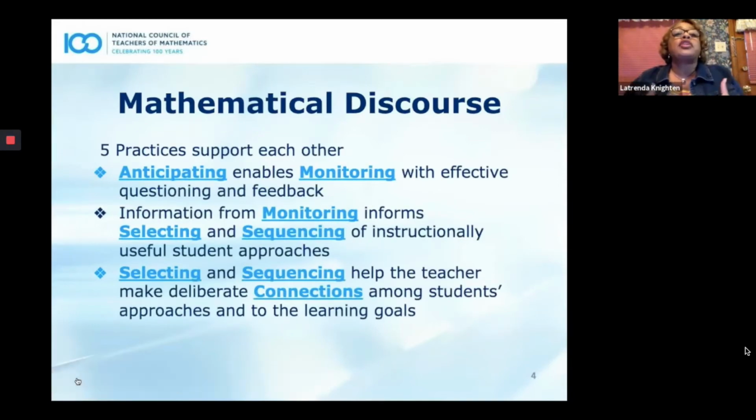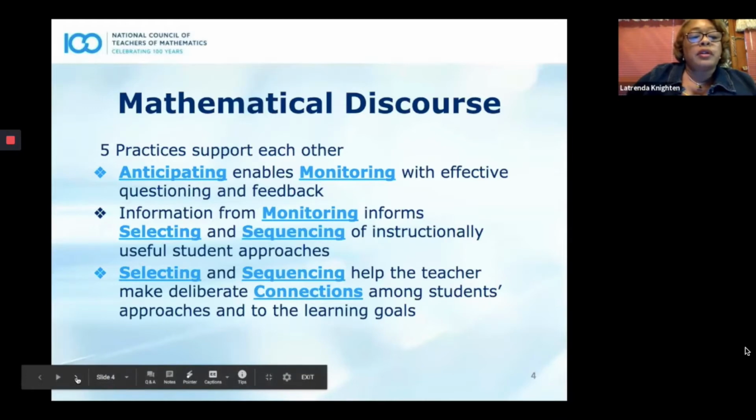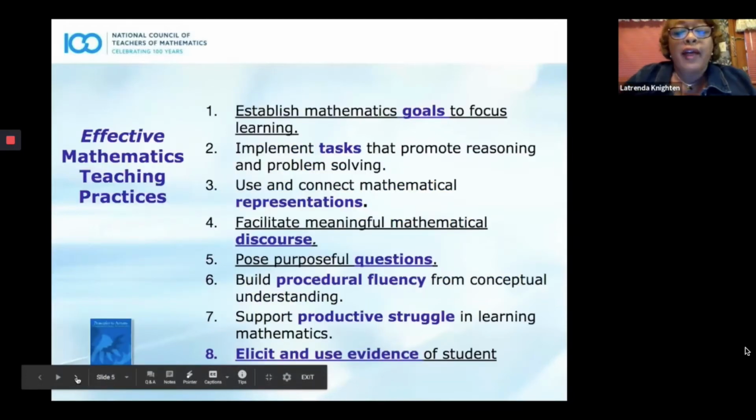So this graphic just reminds us how looking at the 5 pieces that take place after you select the task and you set goals, how they are related to each other, how they are codependent on each other, if you want to think of it that way. Because that planning that I do in the anticipating piece, that's going to determine what I'm going to do when I'm monitoring my students, when I'm walking around and I'm finding out what are they doing, I'm asking probing questions and things of that nature. And so you see how each piece builds on the other and how they're connected so that they help you to build that rich discourse experience in your classroom.